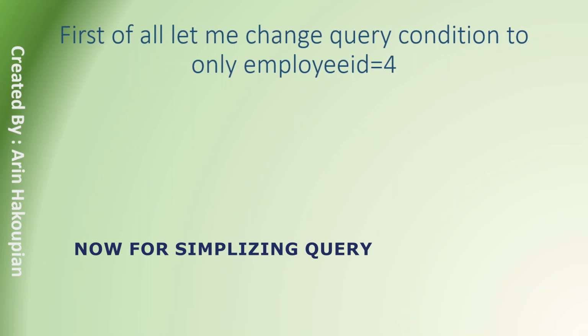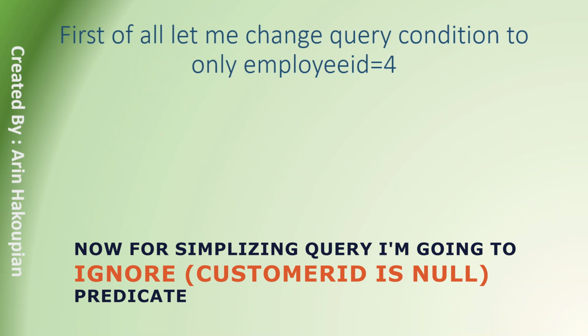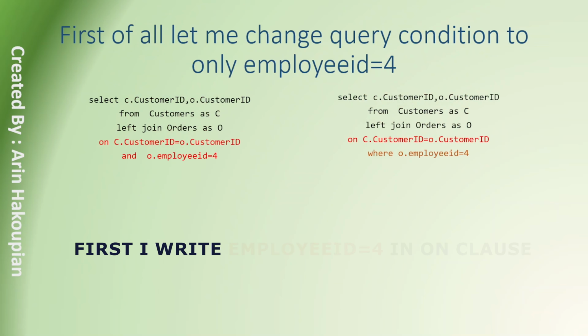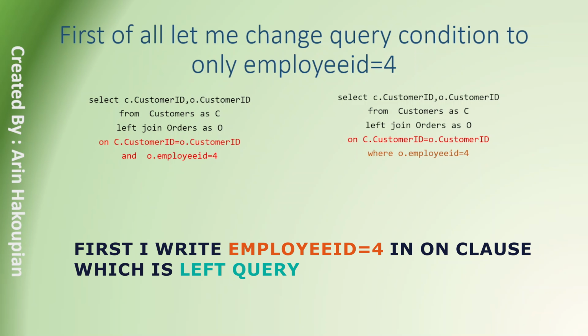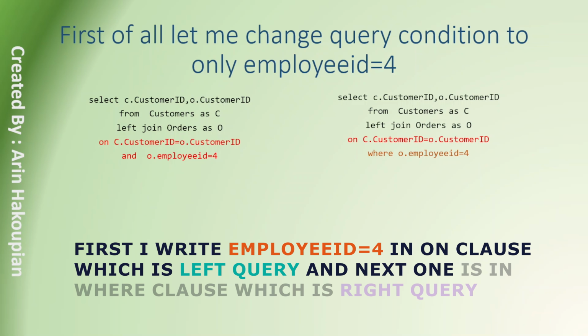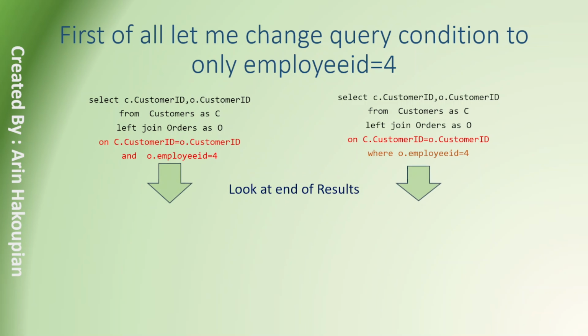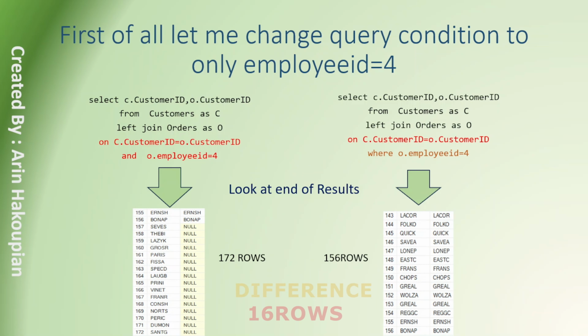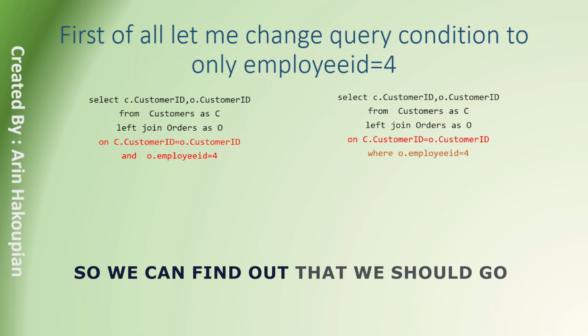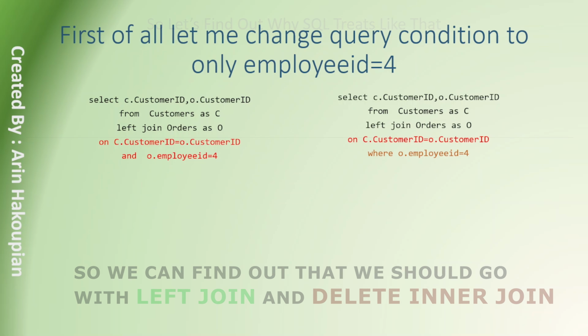Now for simplifying the query, I'm going to ignore the customer ID is null predicate. First I write employee ID equal 4 in the on clause, which is the left query, and the next one is in the where clause, which is the right query. Look at the results. The difference between the two tables is 16 rows. So we can find out that we should go with left join and delete inner join.